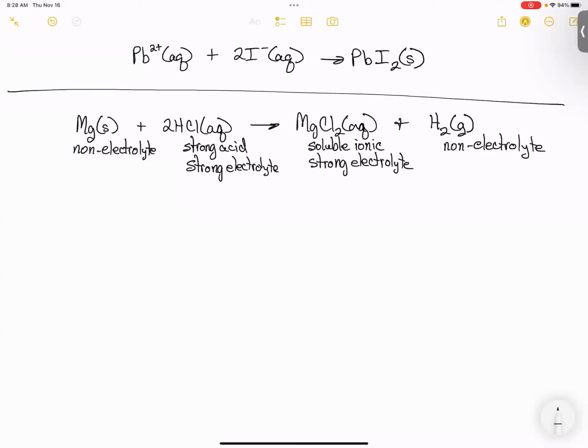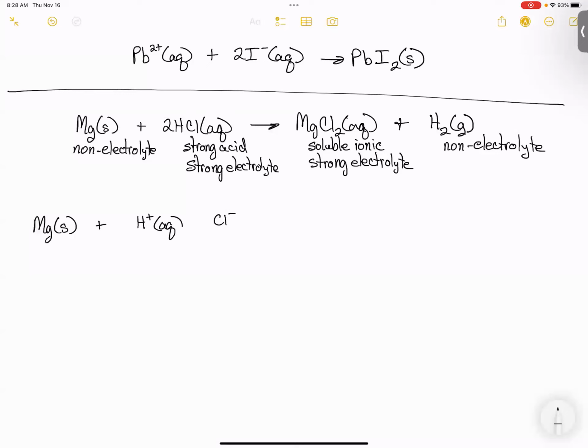So, to go to our complete ionic, magnesium is just going to come down as it appeared, because to go from the balanced chemical equation to the complete ionic, you only break apart your strong electrolytes. Now, hydrochloric acid, we said, is a strong acid and therefore a strong electrolyte. We have to break it into its ions. What's the cation? H plus. And what's the anion? Cl minus.